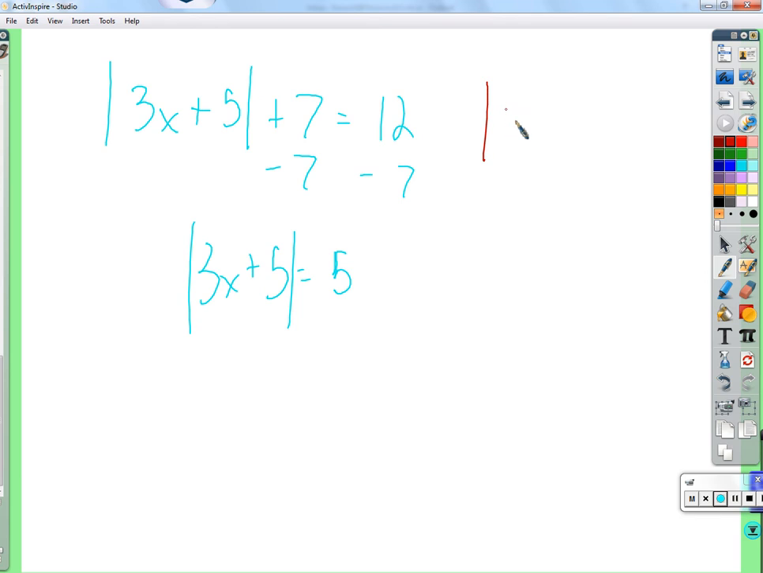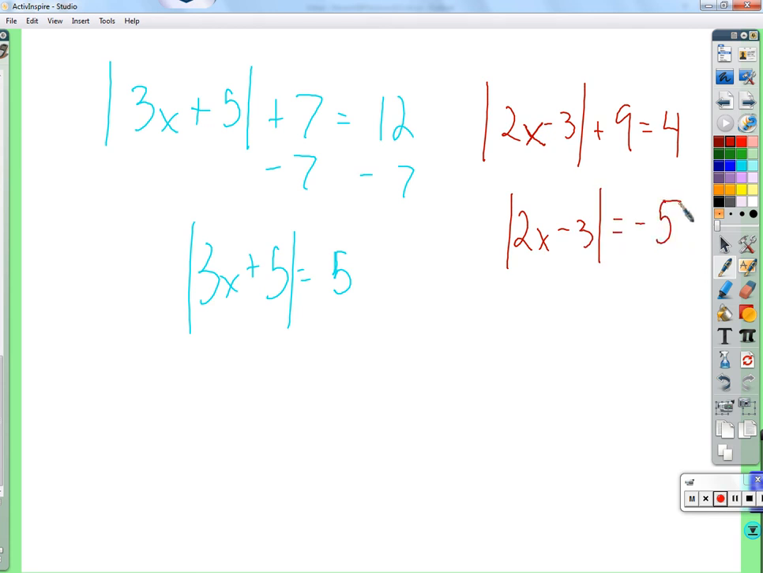How about this one? Absolute value of 2x minus 3 plus 9 equals 4. Minus 9. Let's try to solve. Absolute value of 2x minus 3. Does that seem strange at all? Yes. Why? It's a negative, so it's not possible. I shouldn't even bother. It's not like you can say this could be 5, like negative 5 or 5. It doesn't work that way. You can't take an absolute value and wind up with a negative.